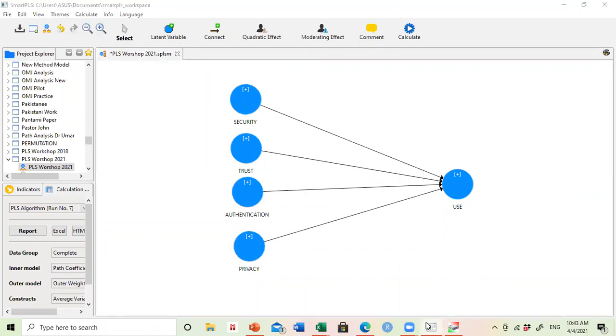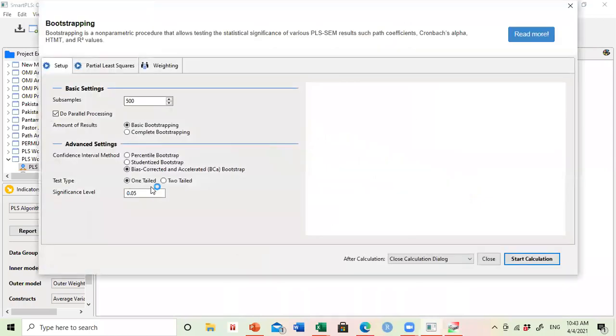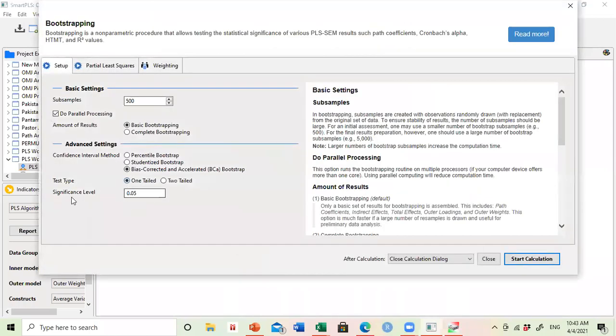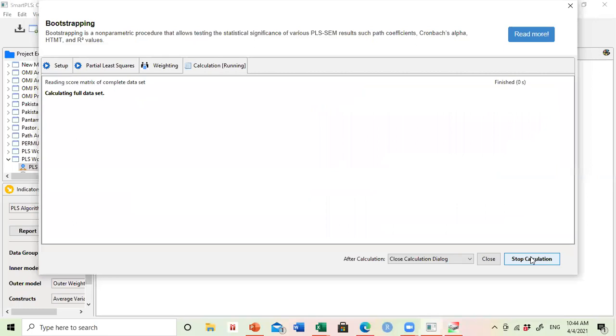Okay. So in that case, how do we do it? We just run bootstrapping, then we click one tail, and here the test for significance level we leave as 0.05, that is 5% significance level. In this case, we don't change anything, we leave it intact. That's how we want it. If you want to change, you can change to satisfy your needs. Then we start calculation.